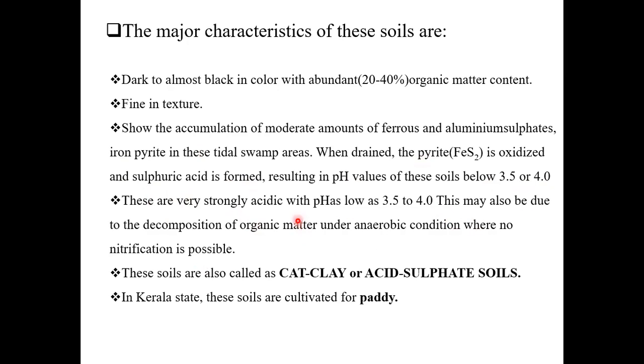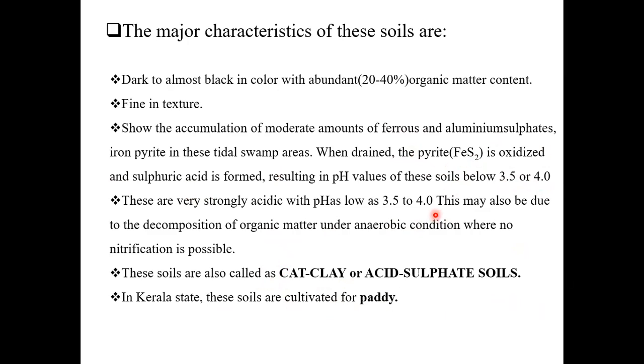So this low pH condition is due to the decomposition of organic matter under anaerobic conditions where there is no nitrification. This type of soils are called cat clays or acid sulfate soils. Where pyrite is oxidized and sulfuric acid is formed, we can say around pH 3.5 to 4. You will get a separate lecture on all these things. In Kerala, in these types of soils we can grow only paddy. Why, students? Because the pyrite, the sulfidic, during submerged condition it will be sulfidic, no problem.